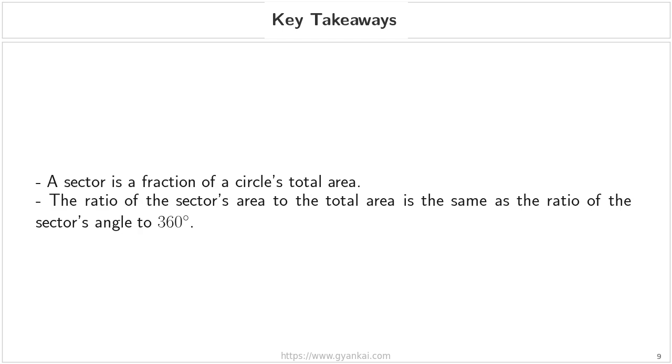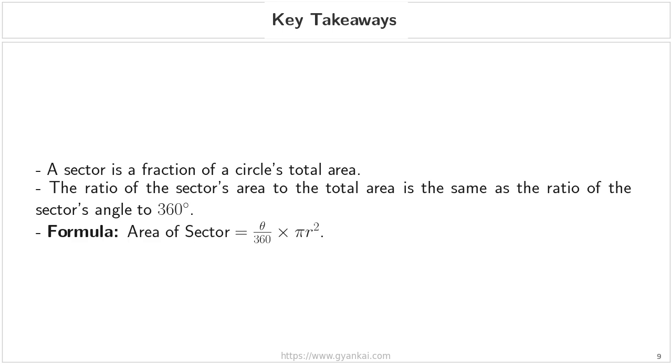Building on that, it is crucial to understand the relationship between the angles and the area. The ratio of the sector's area to the total area is exactly the same as the ratio of the sector's central angle to 360 degrees. This proportional relationship is what allows us to use the unitary method we explored earlier. To put this into practice, you should memorize and be able to apply the standard formula. Area of a sector equals theta over 360 multiplied by pi r squared. Just remember that theta represents your central angle and r is your radius.